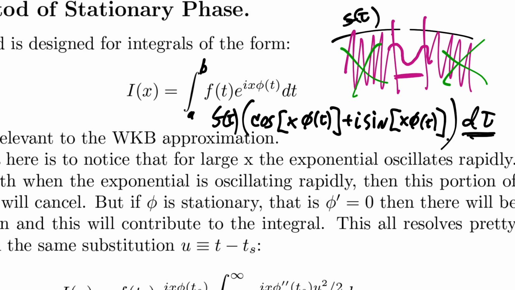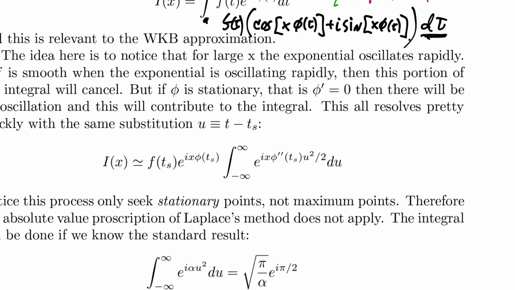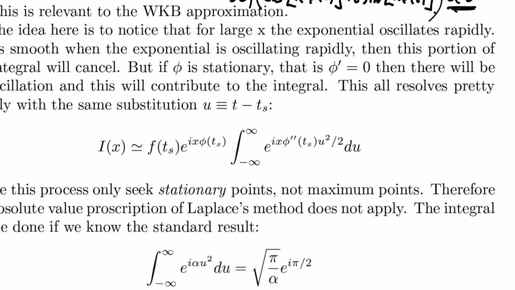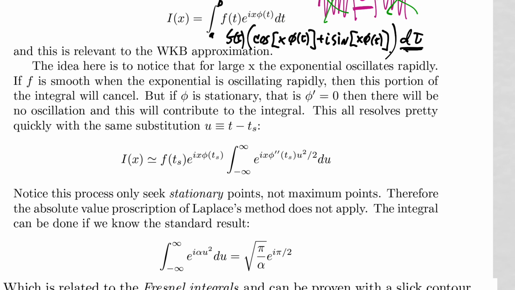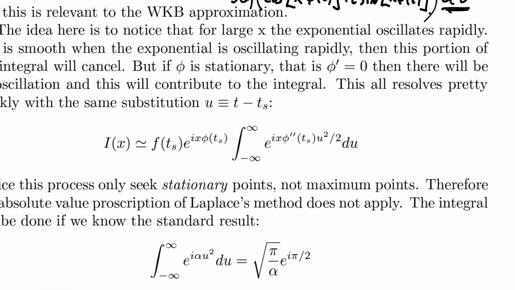So with that in mind, let's look at the same process we just did, right? We did what we did before. We're going to find and substitute the Taylor expansion. We look for a place where phi prime is 0, and that Taylor expansion gets us to the same place, right? But now we have a different integral.